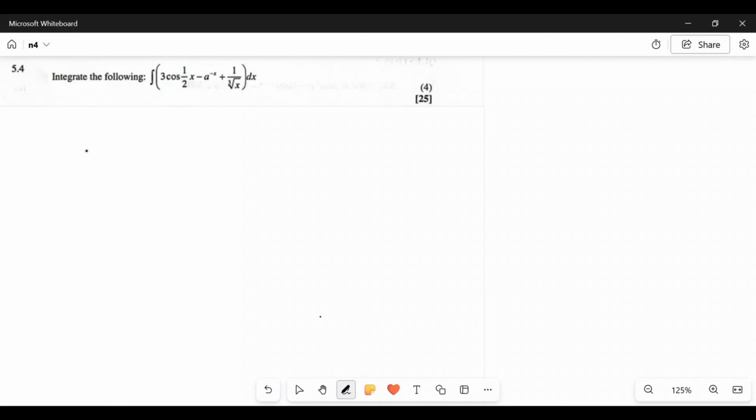All right, guys, here is our 5.4. They want us to integrate the following here. So we have to simplify the terms that need to be simplified here. As I look at this, I know that the last term needs to be simplified because we cannot integrate with the root on our term there.